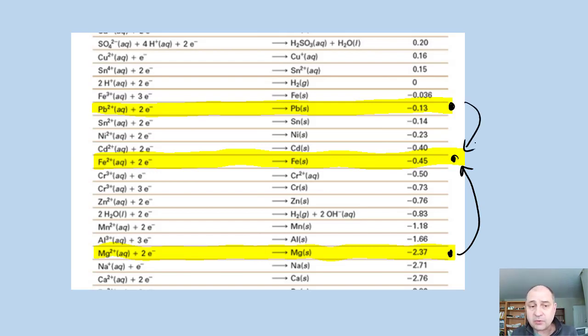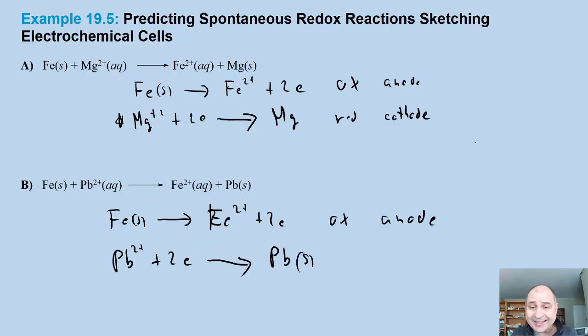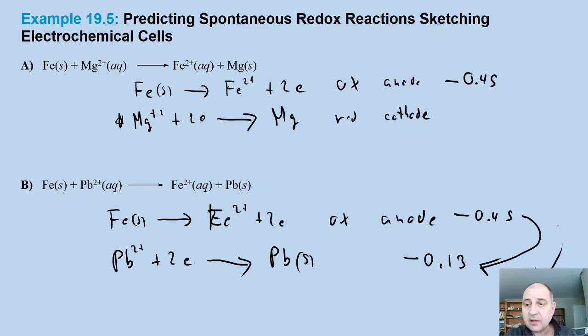So let me write down those values. We can look at that numerically, right? So iron is minus 0.45. I'm a bad memorizer, but the lead is minus 0.13. So here we go. This is the more negative one. This is going to be spontaneous.